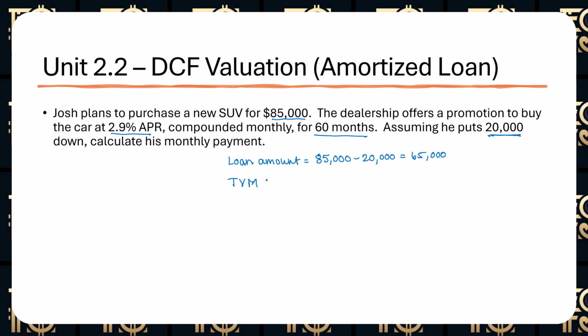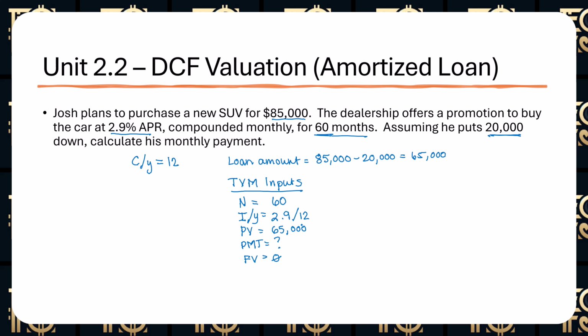We'll go ahead and put our time value of money inputs here. It is compounded monthly, so our CY here is 12. He plans to borrow this money for 60 months, so he will make 60 monthly payments on an ordinary annuity basis. We're trying to calculate the value of his payment. We're going to take that promotional rate of 2.9%. We're going to divide it by 12 so we can convert it to a monthly interest rate. And again, at the end of 60 months, hopefully the car is paid off. He is going to borrow $65,000. We found that number by taking the $85,000 minus his down payment.